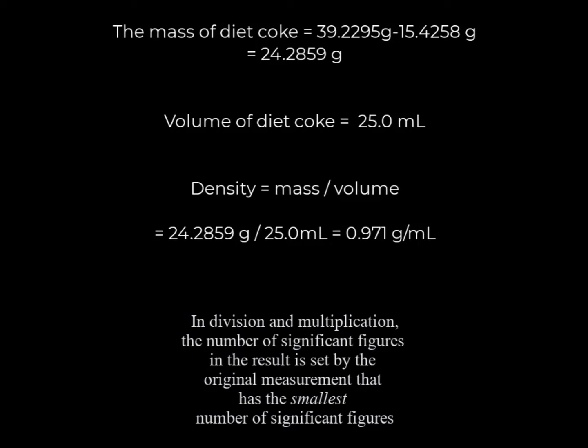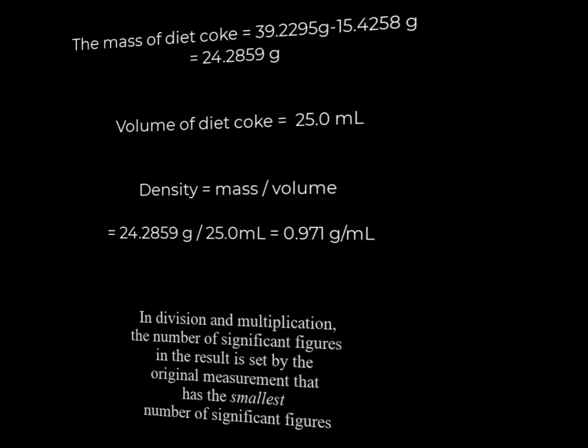0.971 grams per milliliter. We have only 3 significant figures for the density because we know that in division and multiplication, the number of significant figures in the result is set by the original measurement that has the smallest number of significant figures. In this case, the volume has the smallest number of significant figures. Now I will repeat this process with 4 more samples of Diet Coke to determine the average density of Diet Coke using method 1.